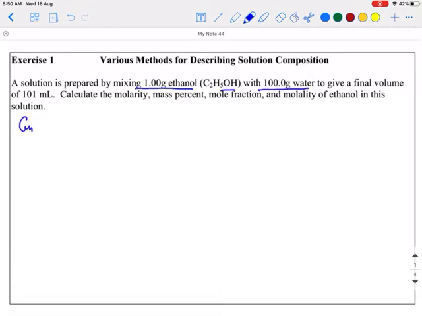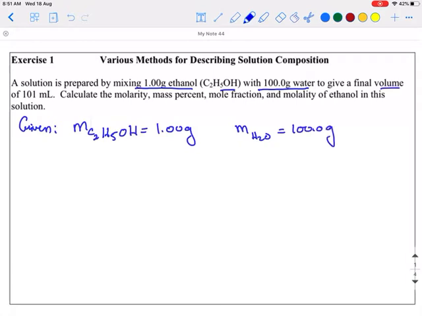So I will start by listing the given. We have mass of ethanol C2H5OH, which is 1 gram, mixed with mass of water, which is 100 gram, to give a final volume of the solution. So the volume of the solution is 101 mL.